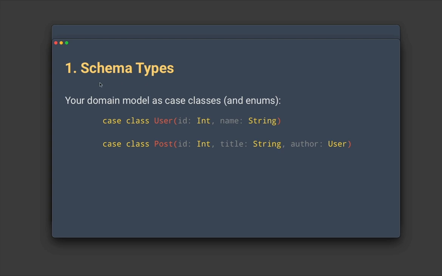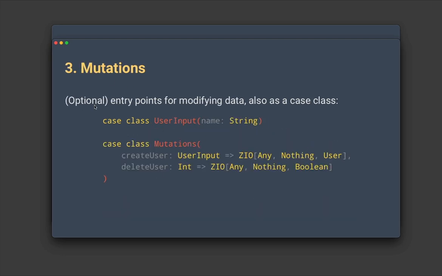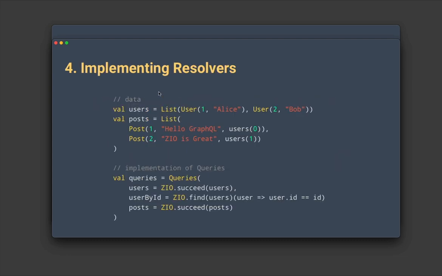I should go back here and say I'm actually doing this in order, where the first step you'll probably want to be doing is creating these schema types. The second step is going to be creating queries like you've seen right here. A third step that I note here that's optional is creating mutations, like creating users and deleting users, if you want people to change the data on your server side. Then the fourth step is going to be implementing resolvers.